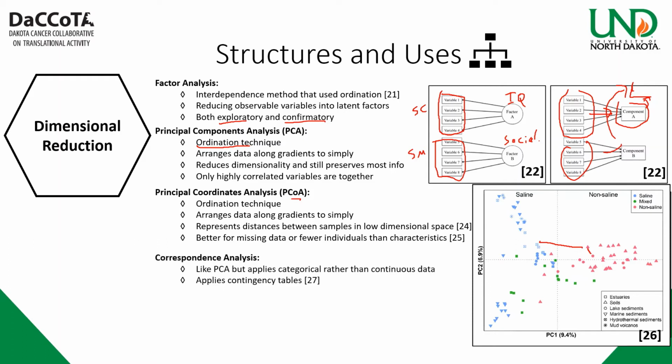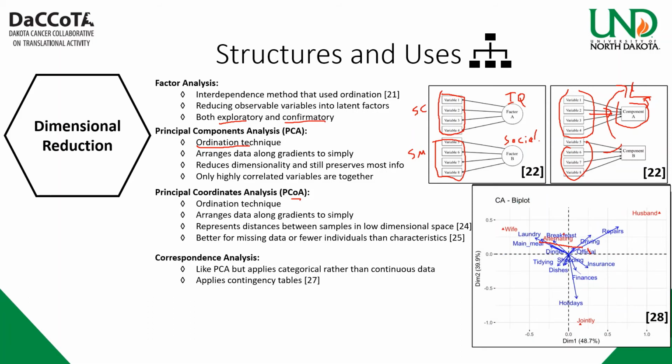And finally, we have correspondence analysis. It's again like PCA, but now we're using categorical rather than continuous data. So typically we have categories and then counts for each category. And so it'll use contingency tables. A great example here was the distribution of chores done between husband and wife.